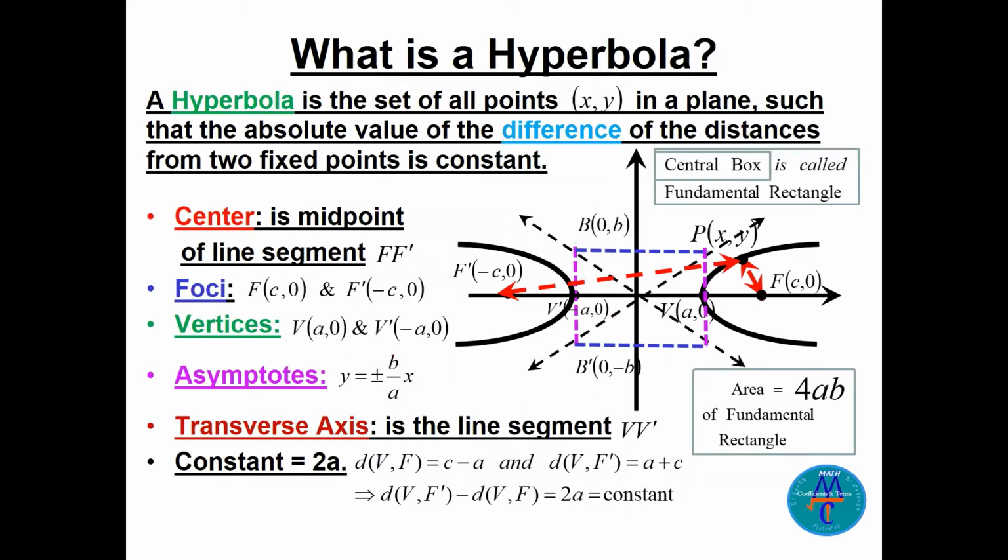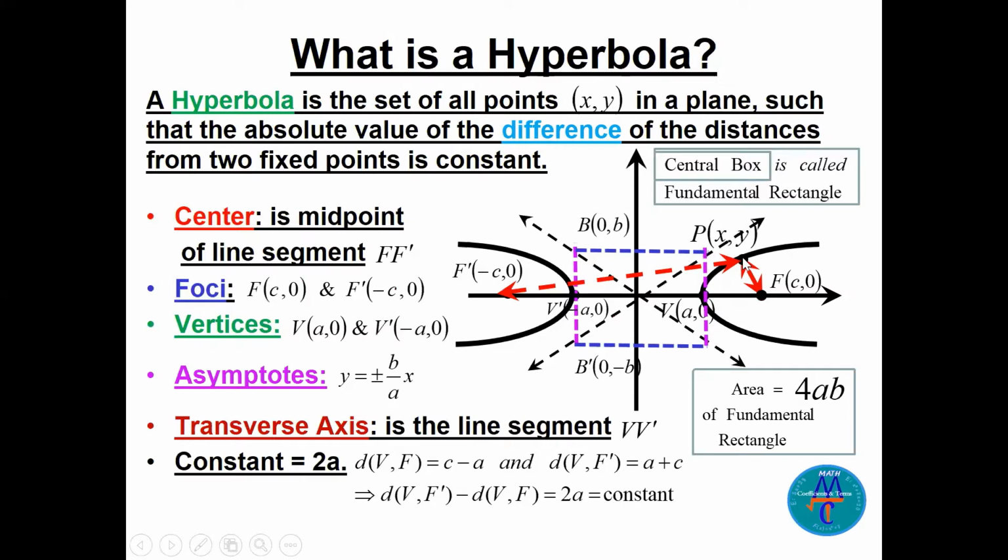What is a hyperbola? A hyperbola, as the other graphs, is set of all points (x, y) in a plane such that the absolute value of the difference of the distances from two fixed points is constant. I know it's not easy, but I will go and explain it. This hyperbola is two pieces of the graph.